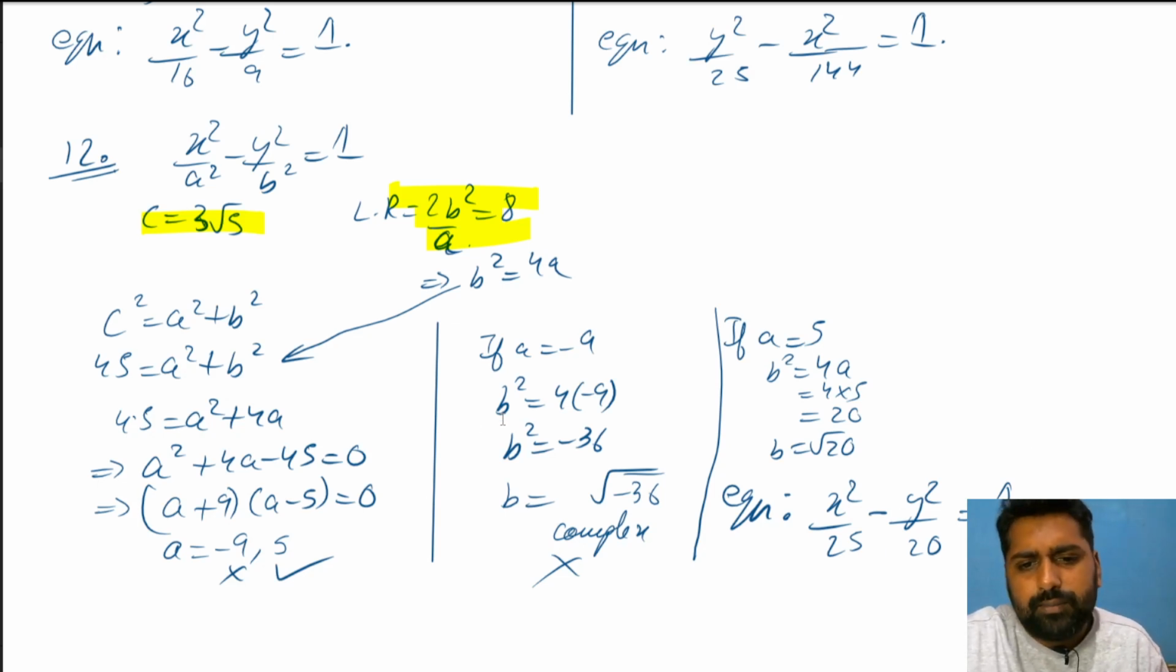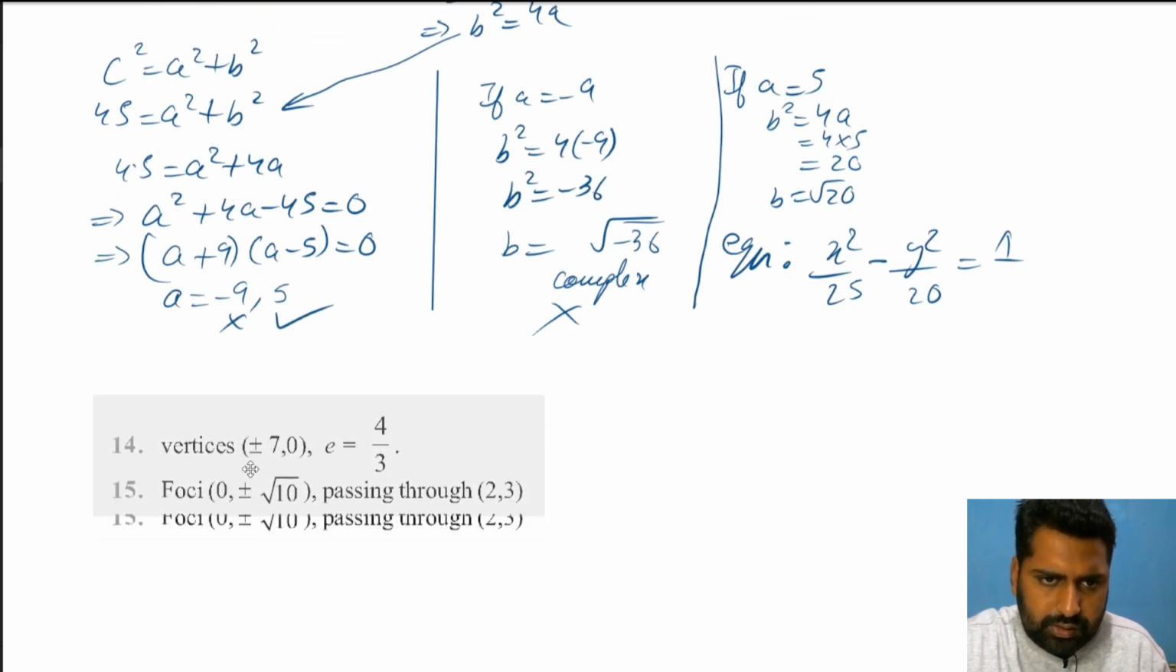This was slightly better as a question. And understand why we rejected a as minus 9, because b square was 4a and it was not possible for the square of any number to be negative.